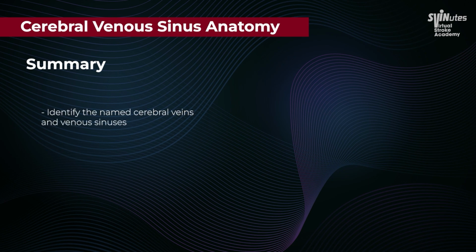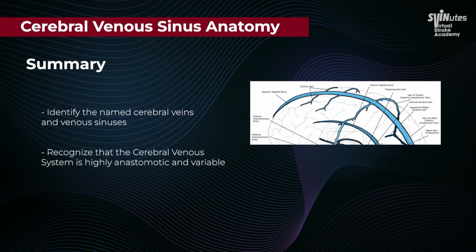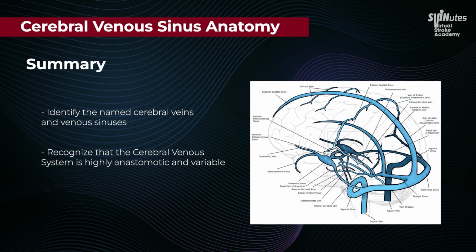So just to summarize what I've shown you, hopefully everybody can recognize some of the major cerebral veins and the venous sinus drainage for both the superficial and deep venous sinus systems. There's much more complicated anatomy involved, but this gives you a kind of a high-level overview.